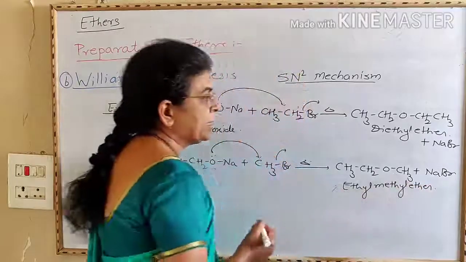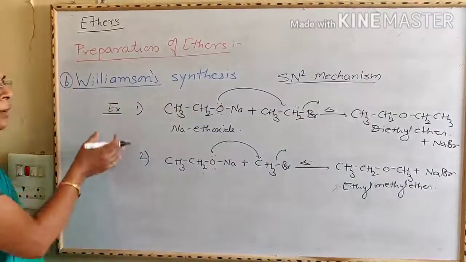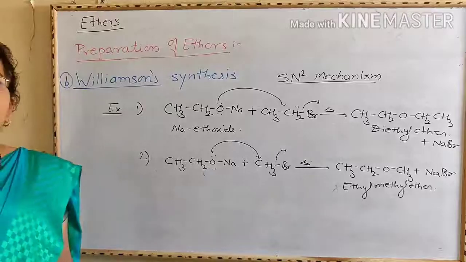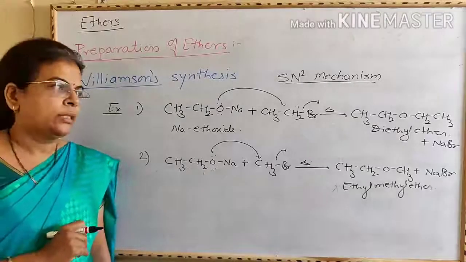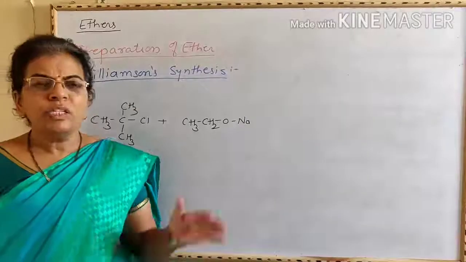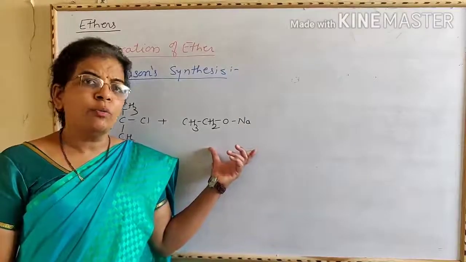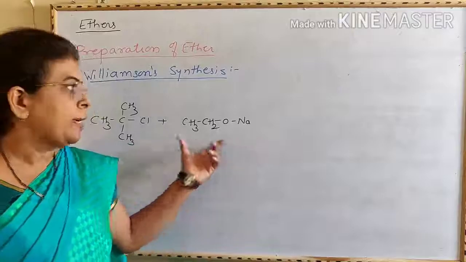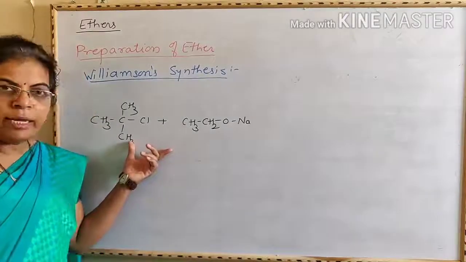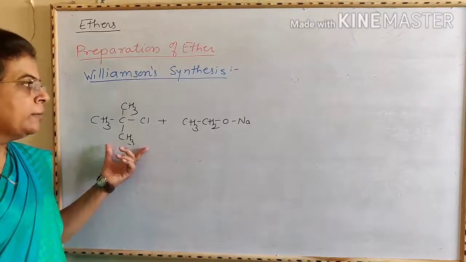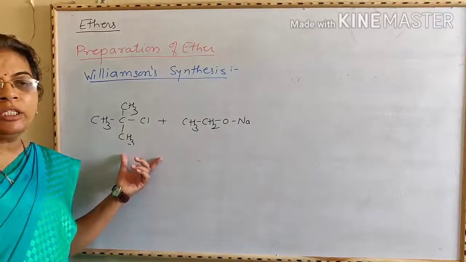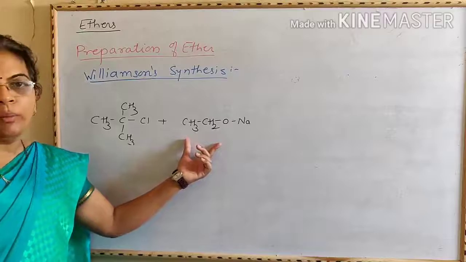It is mixed ether. That is, we can prepare simple as well as mixed ether using this Williamson synthesis. This Williamson synthesis is possible only for primary alkyl halides. If we take secondary or tertiary alkyl halide, then it undergoes elimination reaction with this sodium alkoxide.